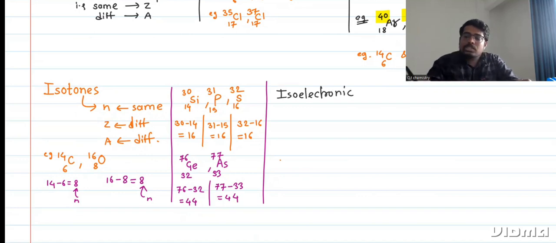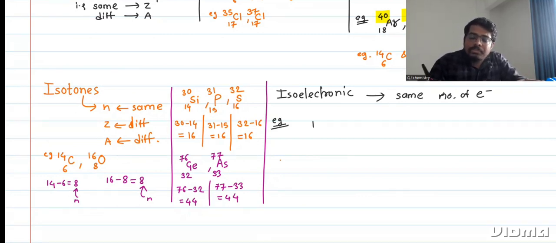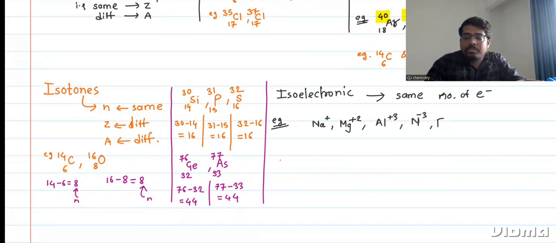Isoelectronic. Now, isoelectronic means what? Species with the same number of electrons. So the electron number is the same. For example, Na+, Mg2+, Al3+, N3-, F-, and O2-.